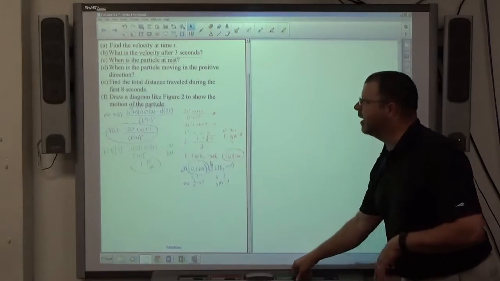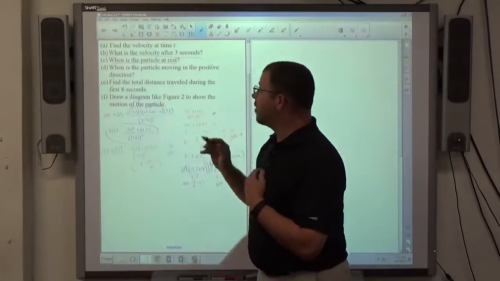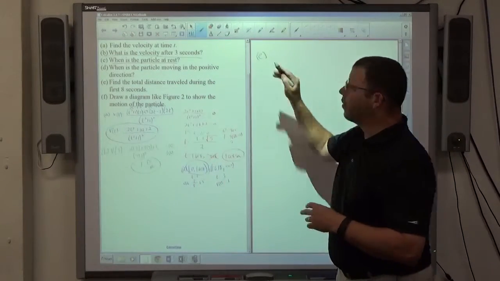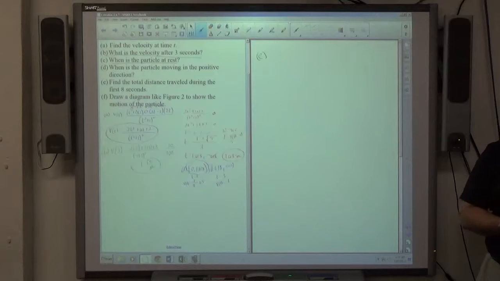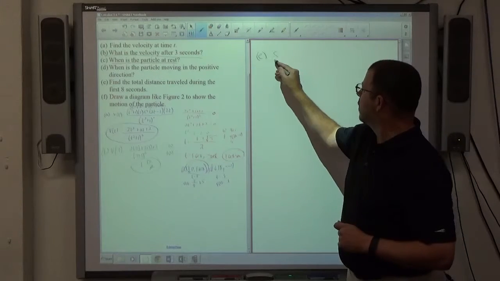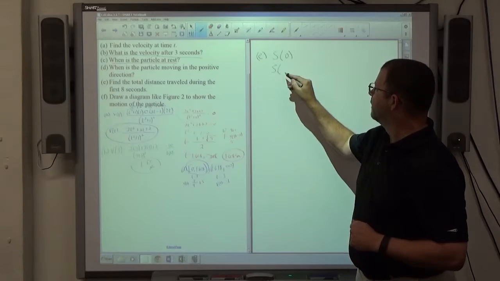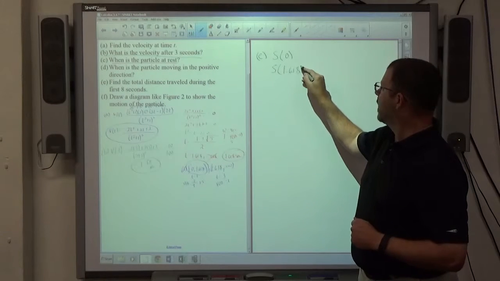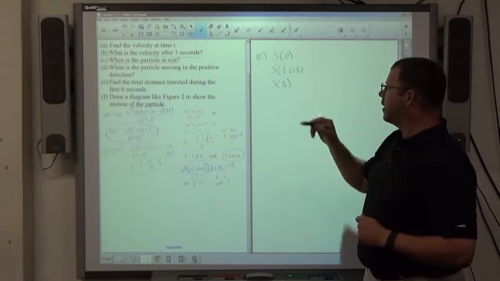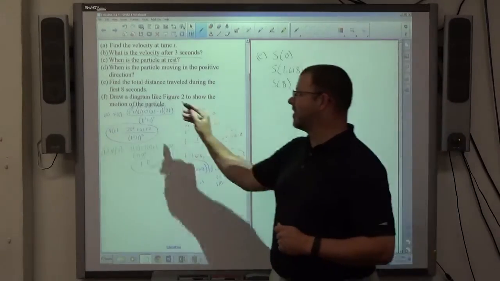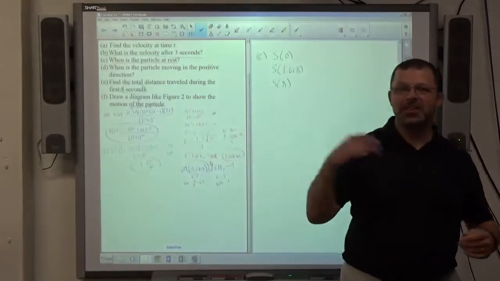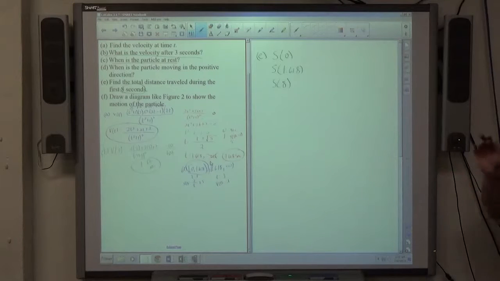All right, so let's move on to E. Total distance traveled. So for part E, without going through all that explanation again, what 3 S's do I need to figure out? S of 0, S of 1.618, and S of 8. Why do we do S of 8? Because it says 8. If it says 9, go S of 9. If it says 25, S of 25. So the last number is arbitrary. It's picked by the book.